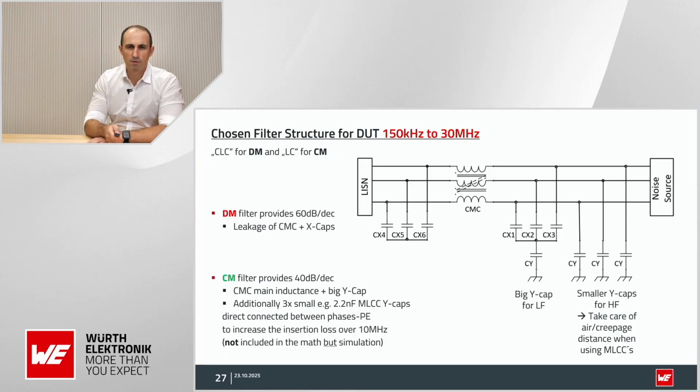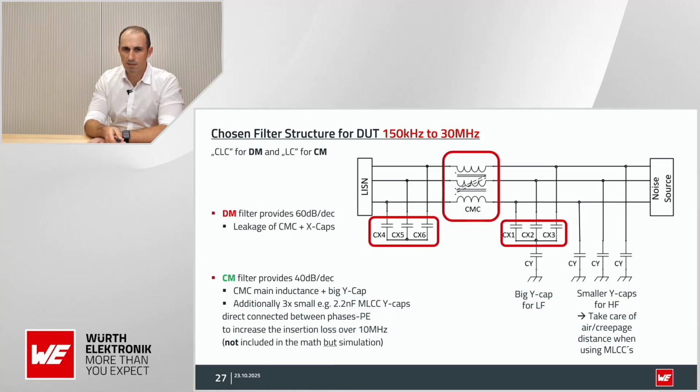All right, let's start with the math. Important to understand is the structure we build up here. I decided to build up a pi filter from a differential point of view. That means the stray inductance and the two X capacitor stages, building a pi structure with 60 dB per decade of filter insertion loss after the corner frequency. And the common mode is the main inductance of the choke and the Y capacitors.